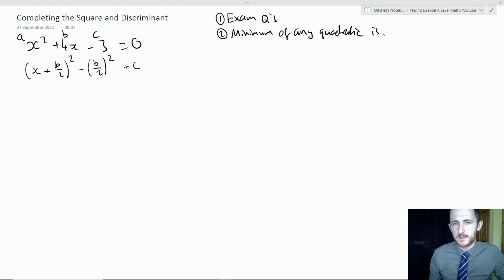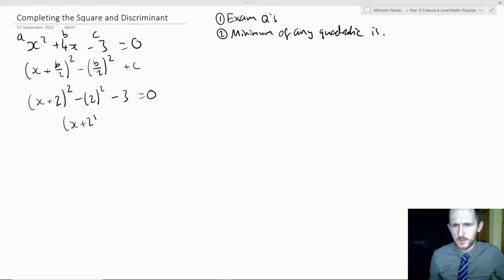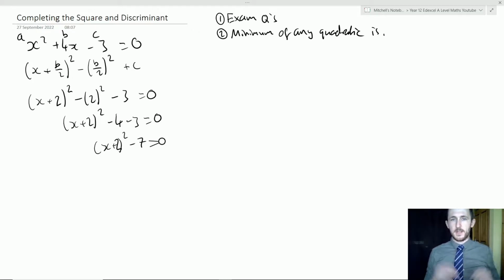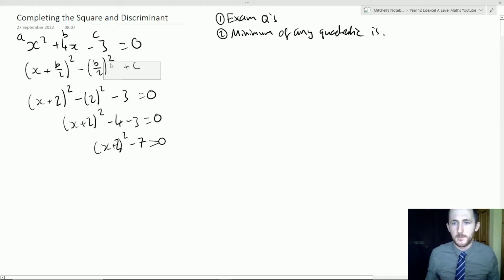So if we were to apply it to this case, we would have x plus 4 divided by 2, so 2, squared, minus 2 squared, minus 3. So then expand this out, we have x plus 2 squared minus 4, equals 0. If you look, this is always going to be negative because you square it to make it positive, then make it negative. Minus 3 equals 0. So then you have x plus 2 squared minus 7 equals 0. And I forgot to write the 2. Cool. So we've done completing the square. You just apply this formula.